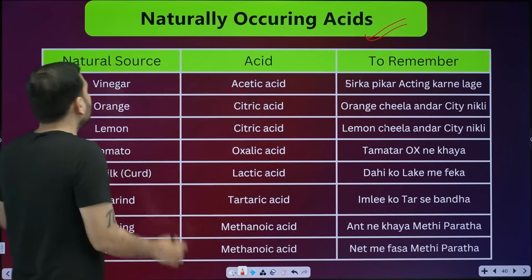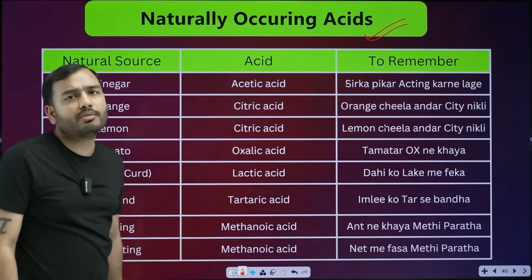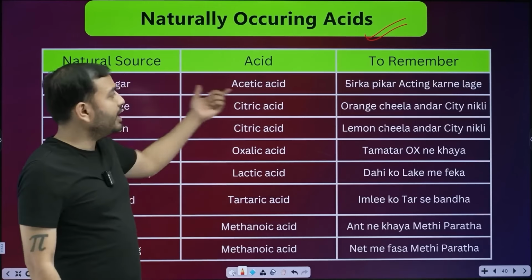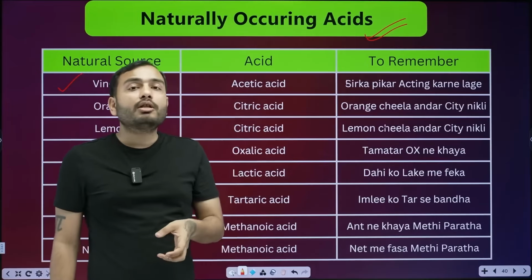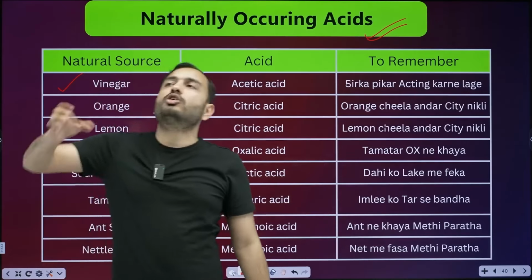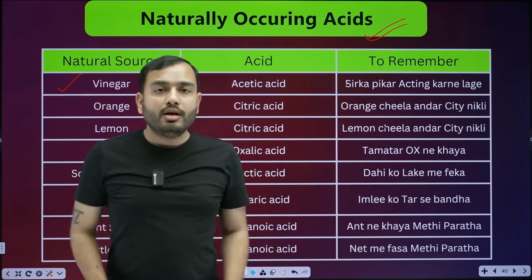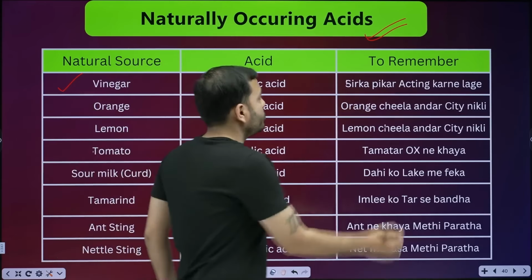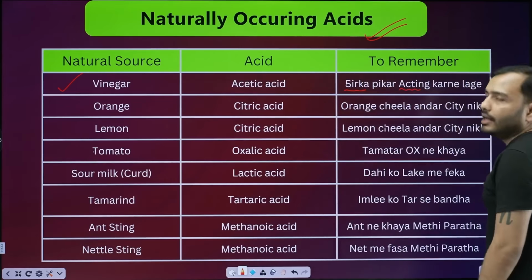Come, I teach you. First of all, vinegar. Vinegar, acetic acid. Vinegar means sirka, right? Vinegar has acetic acid. How do I make you memorize this? Sirka piya. Sirka pikar acting kiya. Bhai went to the kitchen, took the sirka bottle and then started acting. Hey mummy, I gotta eat my chowmin. Sirka pikar acting karne laga. What is sirka, beta? It's vinegar. What comes from acting? Acetic acid came.